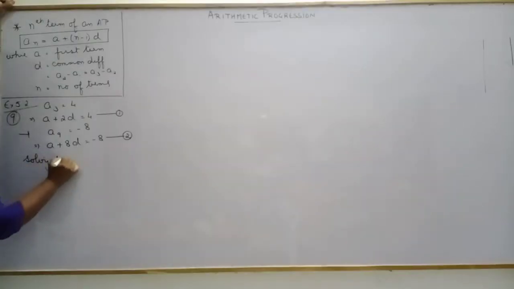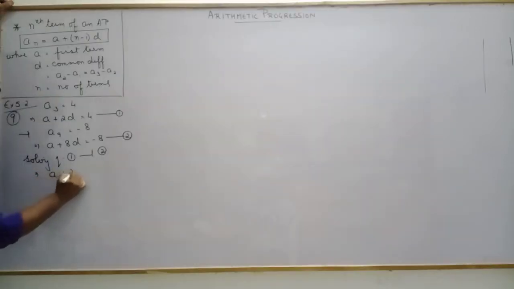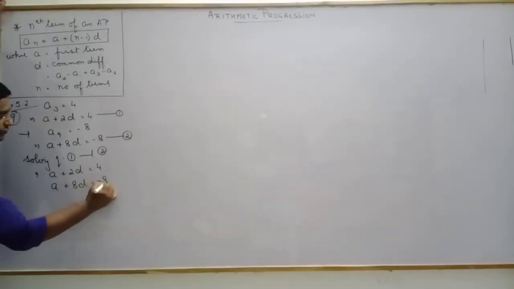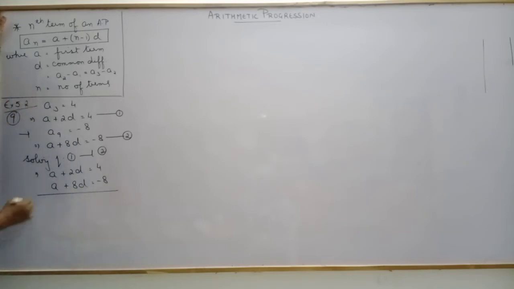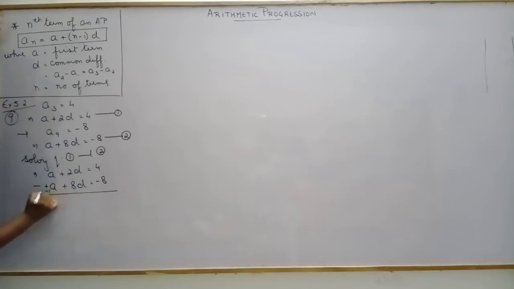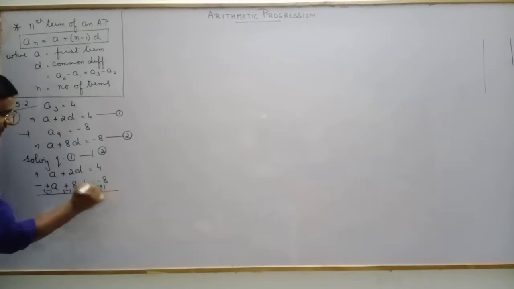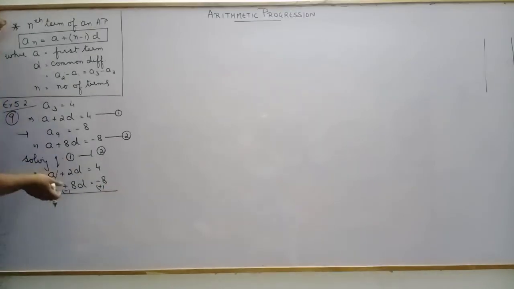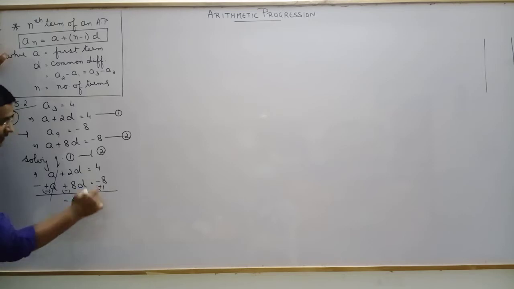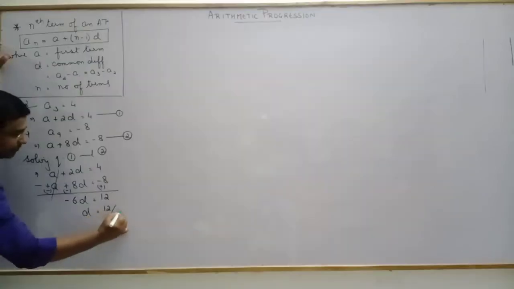Solving equation first and second by the elimination method. a plus 2d is equal to 4. a plus 8d is equal to minus 8. When we subtract, plus becomes minus, minus becomes plus. Plus a minus a cancel. We have done this in the linear equations chapter. Plus 2d and minus 8d is minus 6d is equal to 4 plus 8, 12. So d is equal to 12 upon minus 6. So therefore d is equal to minus 2.